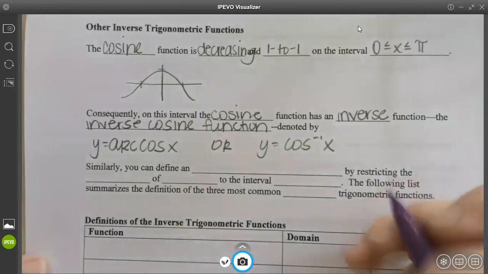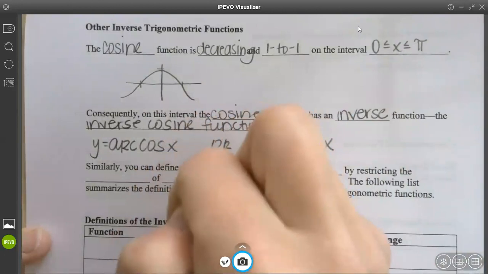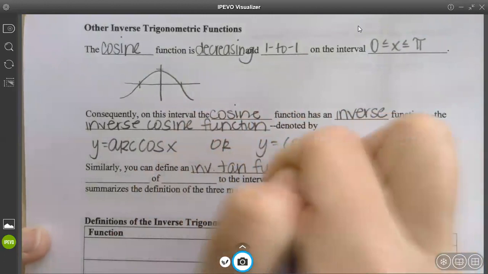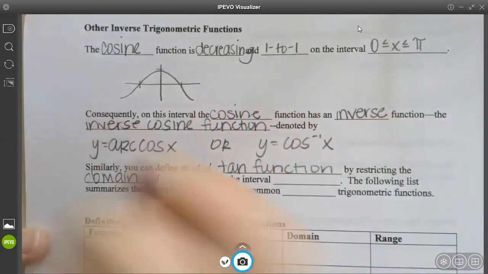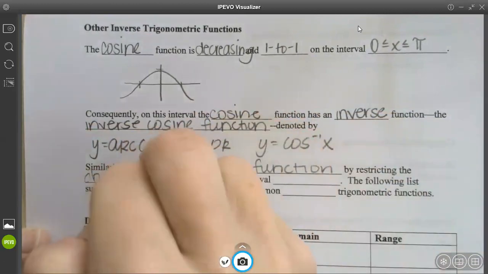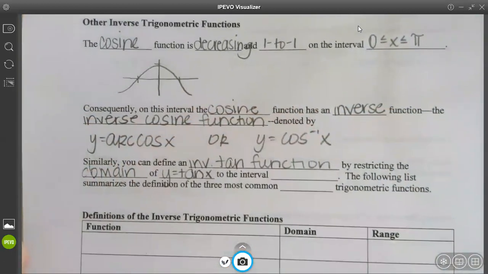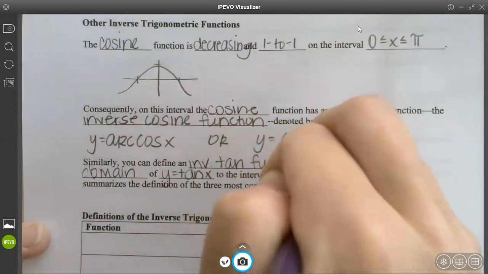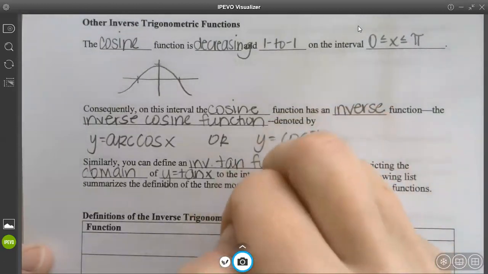All right, similarly, you can define an inverse tangent function by restricting the domain of y equals tan x to the interval negative pi over 2 to pi over 2. The following list summarizes the definition of the 3 most common inverse trig functions.